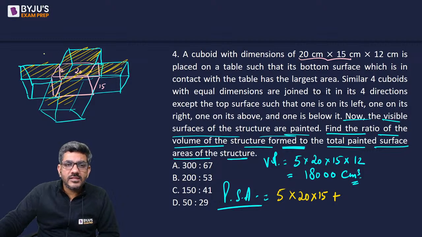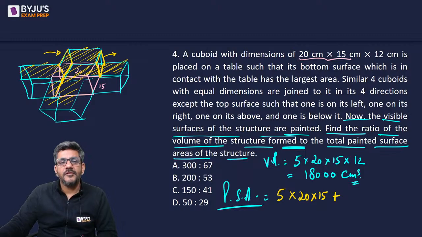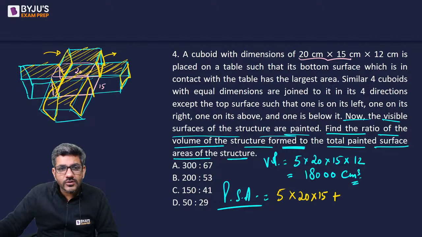When I talk about this surface over here and this surface over here, what are these two surfaces? Because this length was equal to 15, that length would also be equal to 15, right? So that surface would be 15 by 12, and similarly this surface would also be 15 by 12. Exactly in a similar way, this is also 15 by 12 and this is also 15 by 12. And this is also 15 by 12 and this is also 15 by 12.